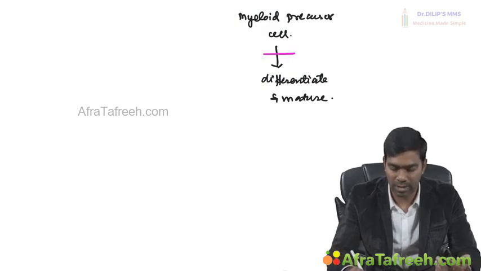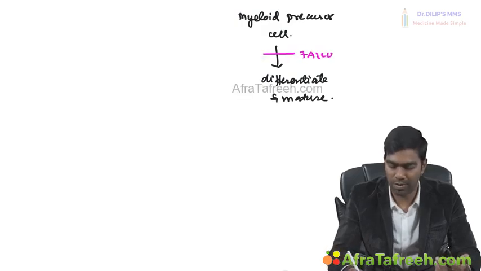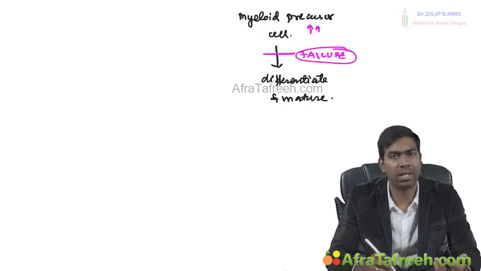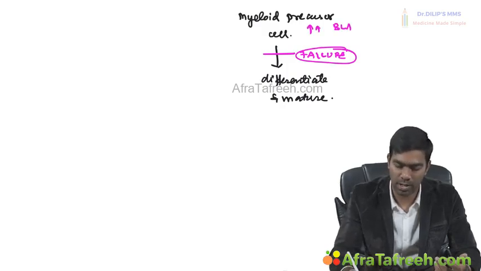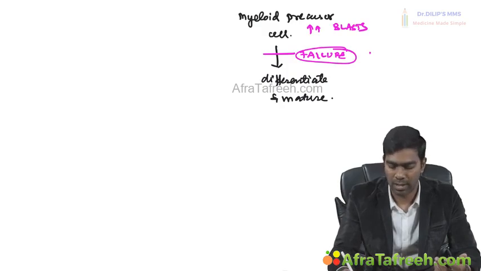Suppose there is a complete failure of differentiation. You know that this myeloid precursor cell is going to accumulate as something called blasts, and this is what we refer to as a leukemia. Everyone knows that. So it is the failure of differentiation that we call a leukemia.